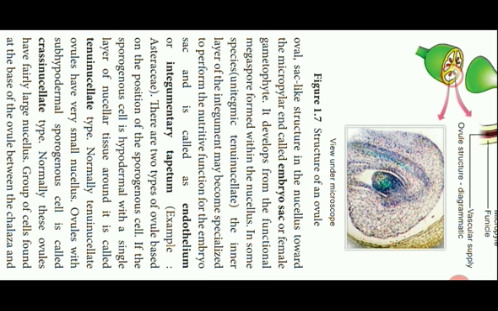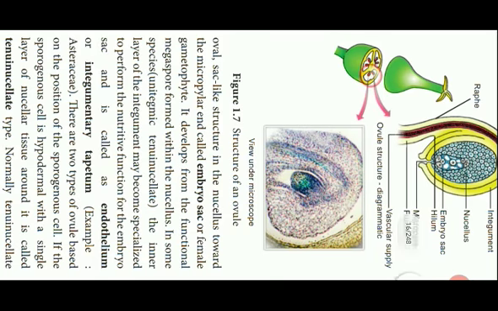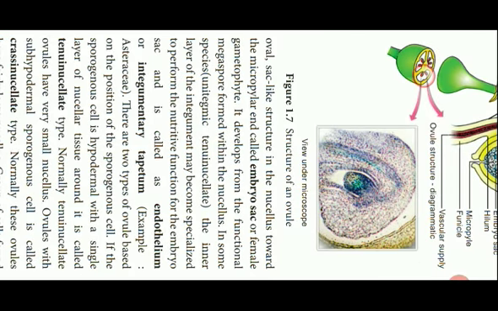The two types of ovule are divided based on the position of the sporogenous cell. Have you heard about the sporogenous cell? Yes, we have seen it in the structure of the anther, where we can see the sporogenous cell and the parietal cell. So based on where the sporogenous cell is positioned, the ovules have been divided into two types.